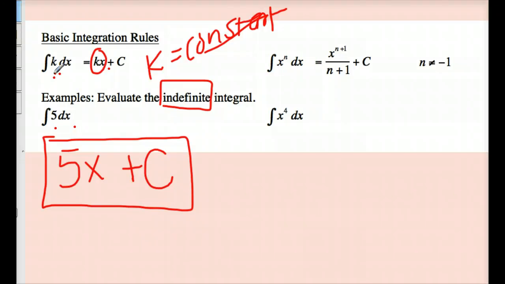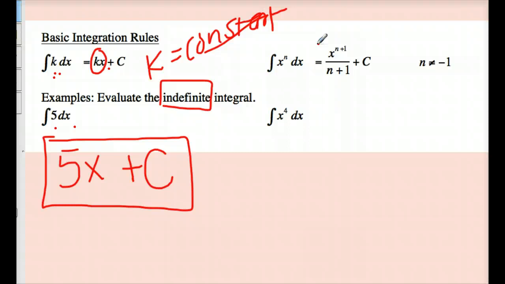So one thing we did learn was the power rule, right? The power rule was you move the power to the front and then you subtract 1 from the power. Well, to undo that, we need to use this integration rule where I add 1 to the power instead, and then I'm going to divide by the power.